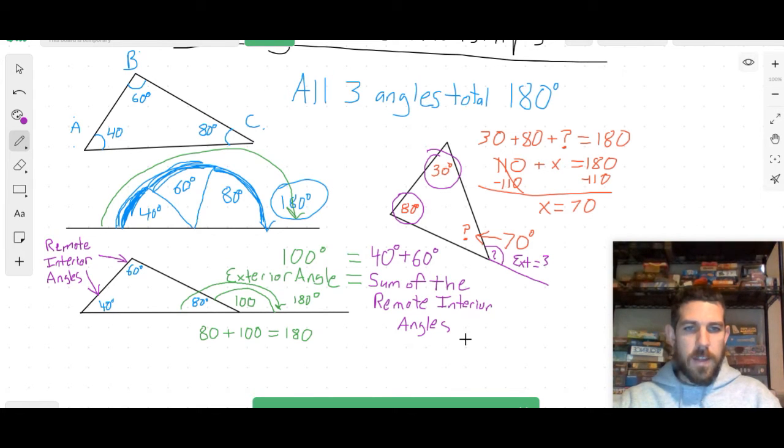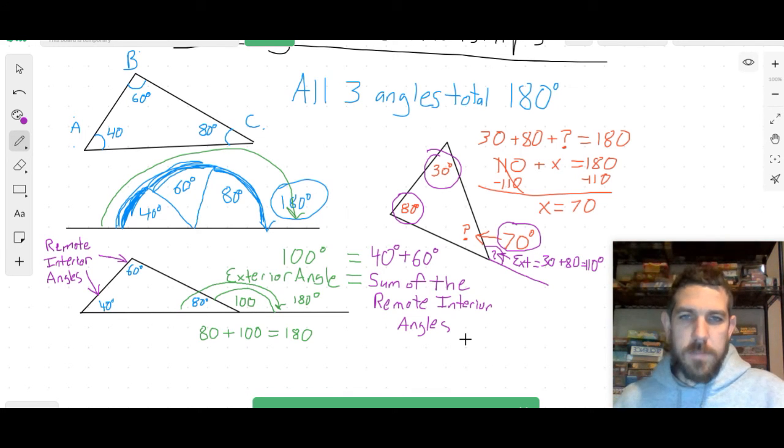So this should add up to the 30 plus the 80, or 110 degrees. And that is true. This would be 110 degrees. Which of course, 110 plus the 70 plus this 70 here, these also add up to 180. So you kind of get that 180 relationship a whole bunch of times.